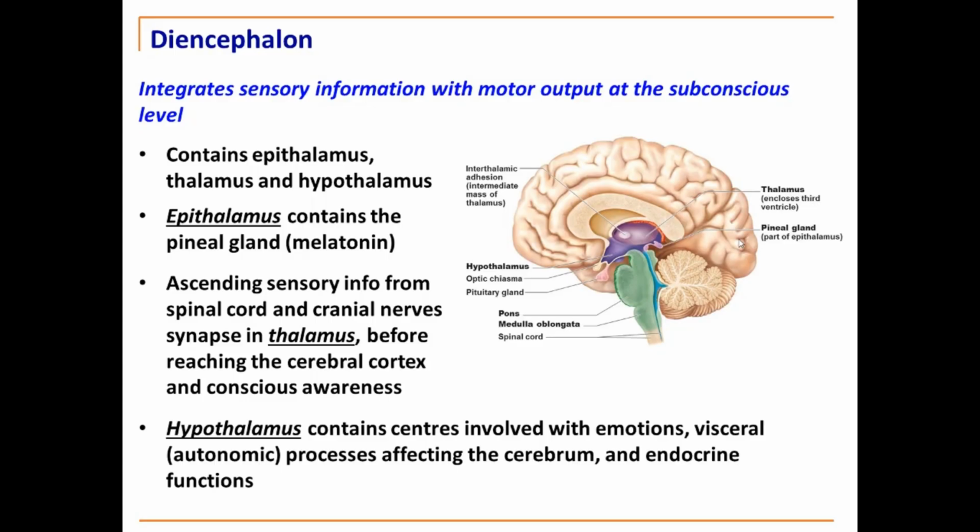The hypothalamus contains centers involved with our emotions, so part of our limbic system, our visceral system, so that's our internal organs, of course, and these are all autonomic processes that affect the cerebrum and our endocrine functions, amongst other things. And we'll talk about some of the roles of the hypothalamus now, but of course you must remember that the hypothalamus plays a crucial role within the endocrine system itself.